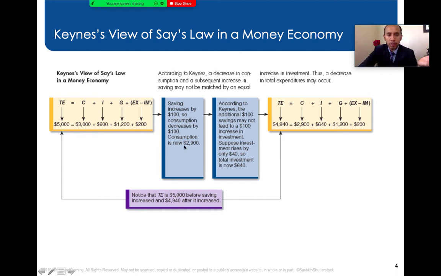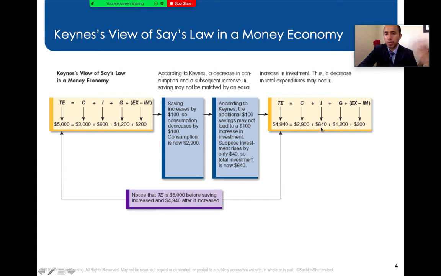So notice that on both sides of the screen, the total expenditure at 5,000 is different than the total expenditure at 4,940. That means that if your consumption has declined here by $100, from 3,000, your investment is not going to go up by $100.